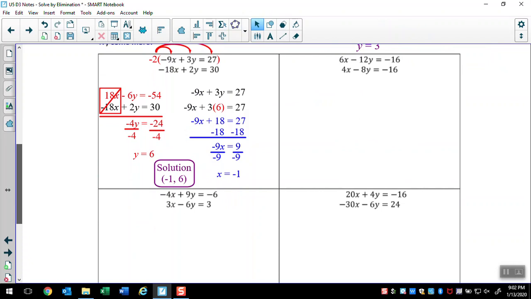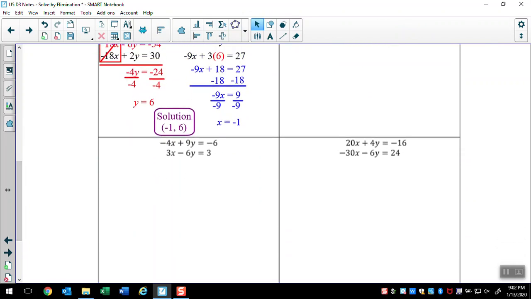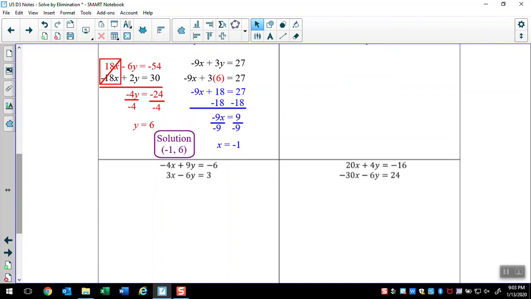So let's do one more together. Let's come down here and take a look at this problem. Now, this one is going to require a little bit more work. So I'm going to take a look at my two equations, and I notice that my x terms have opposite signs. That's good. I need opposite signs. Same thing with my y terms.